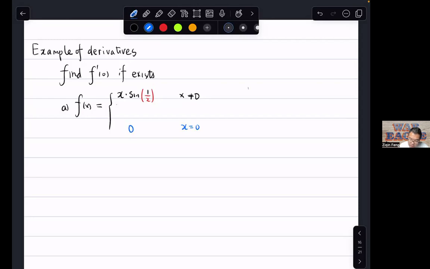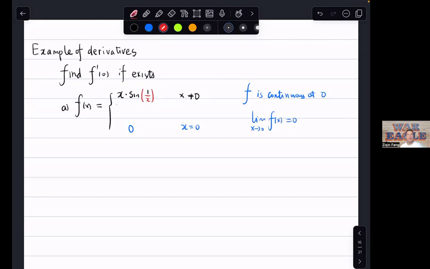But let's consider a few remarks. f is continuous at 0. Recall the squeeze theorem, which means as x goes to 0, f of x is actually 0. But we want to know whether the derivative exists. So how do we do that?